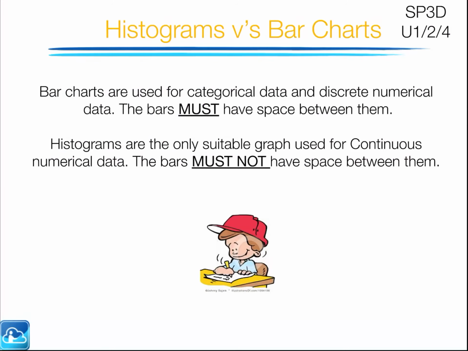A histogram and a bar chart are very, very similar. The difference is a bar chart is used for categorical data and discrete numerical data. So most things are going to use a bar chart. There's only one specific thing that uses a histogram.